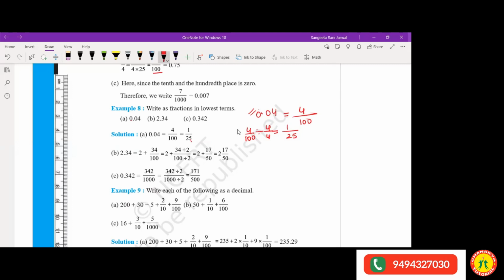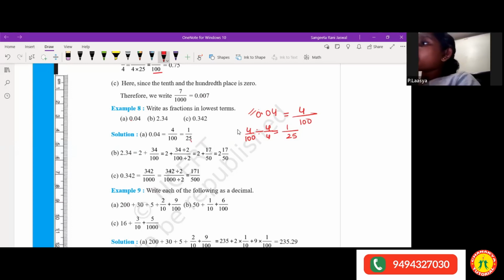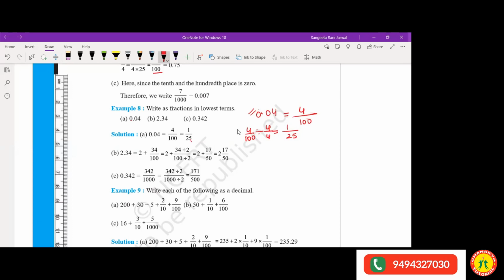Now next is 2.34. So 2.34 you can write as 2, which is already in the whole number form, plus 0.34, which can be written as 34 by 100. Now 34 by 100 can be reduced to a lower form. You divide it by 2. Both are even numbers, so you get 17 by 50. 17 by 50 is the lowest form. So 2 plus 17 by 50. So you get this type of mixed fraction.